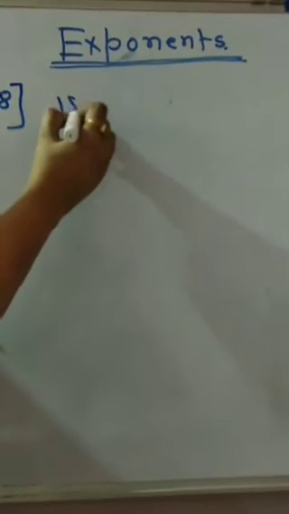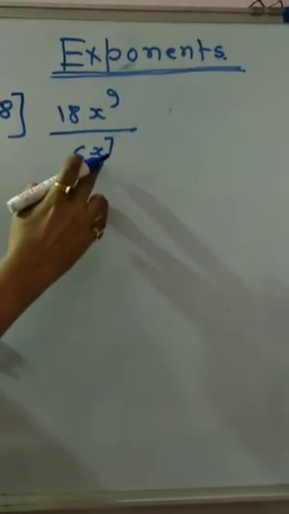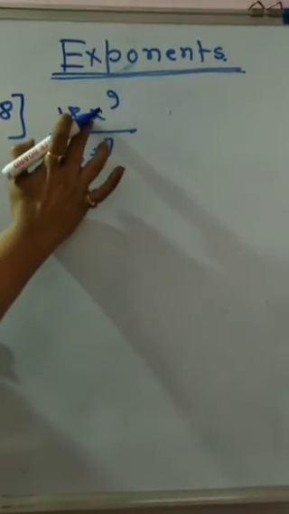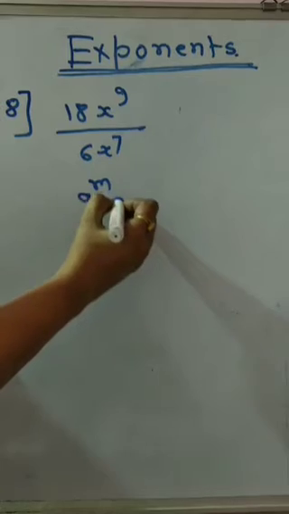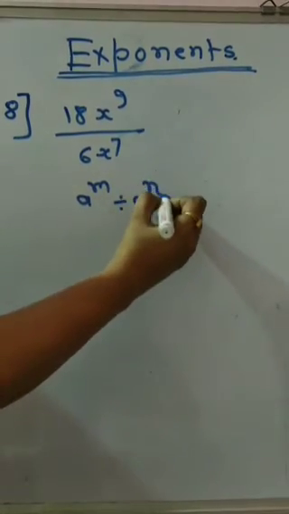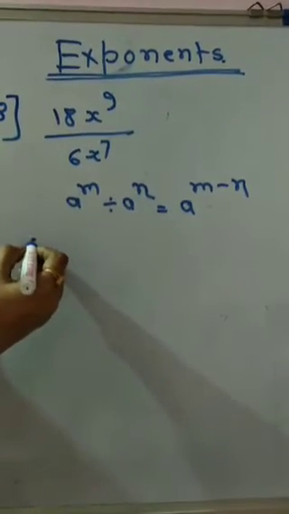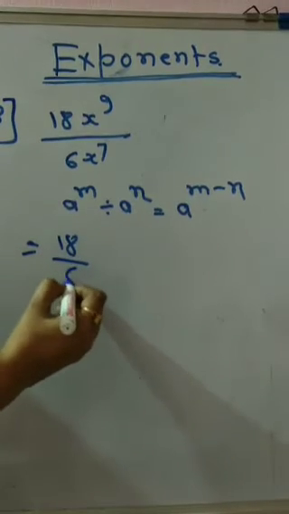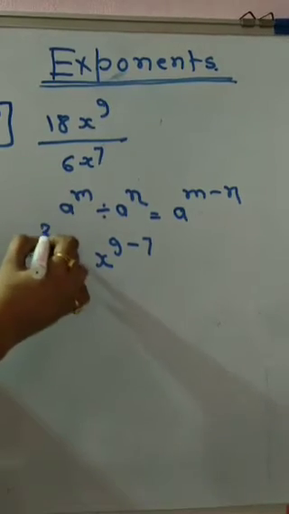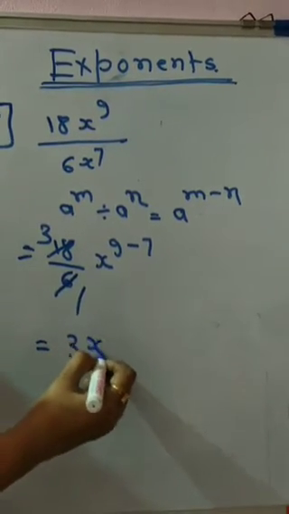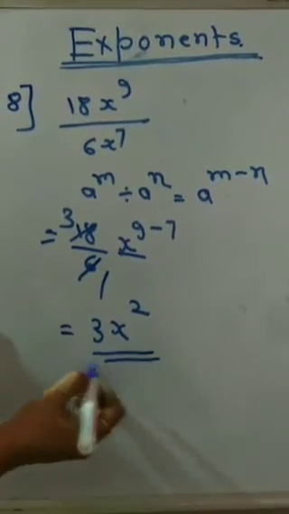Next one, 18x raised to 9 upon 6x raised to 7. Now here is x base and here is x base. The base is the same and the power is different. Whenever the power is different, we have to do subtraction of the powers. Therefore 18 divided by 6, x raised to 9 minus 7. 6 ones are 6, 6 threes are 18. Therefore 3x raised to 9 minus 7, 2. Answer is 3x raised to 2.